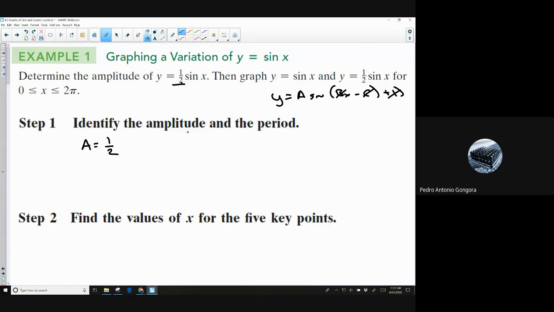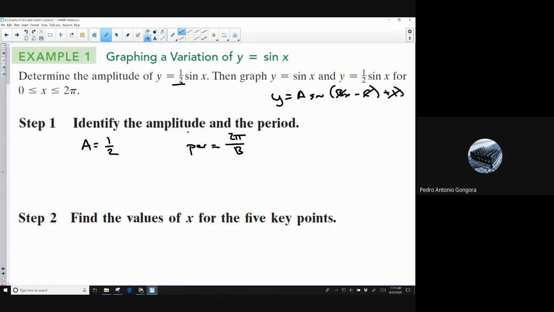So in this function, A is 1/2. The amplitude is 1/2. Technically A is 1/2, and then the amplitude is 1/2 as well. Now, if A is negative 1/2, the amplitude is still positive 1/2. The amplitude is always the absolute value of A. If there's a negative in the front, it's just a reflection. The formula for period that you have to remember is 2 pi divided by B.